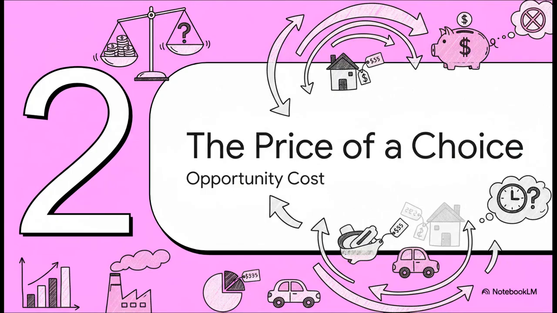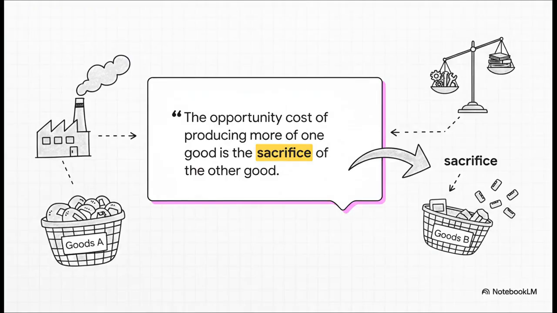All right, now we're getting to what is maybe the most crucial lesson the PPC can teach us, and that is, every single choice, even a really efficient one, comes with a price, a hidden cost. And that cost has a name, opportunity cost. So what is opportunity cost? It's simply what you have to give up in order to get something else.